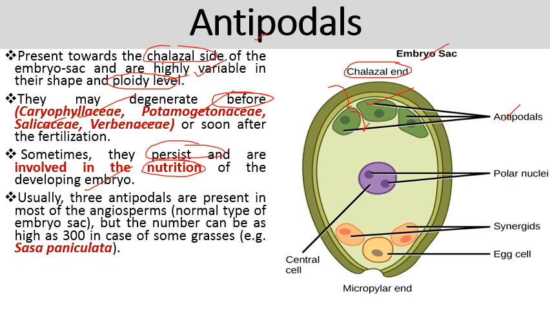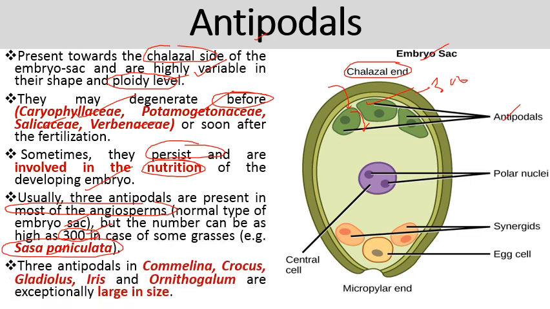Usually three antipodals are present in most angiosperms, which is the normal type of embryo sac, but the number can be as high as 300. So the number of antipodals can be 300 in some grasses, for example Sasa paniculata. In this grass the number of antipodals can go up to 300. The three antipodals in Commelina, Crocus, Gladiolus, Iris and Ornithogallum are exceptionally large in size. So in these plants the size of the antipodals is exceptionally large. So these are some unique cases.